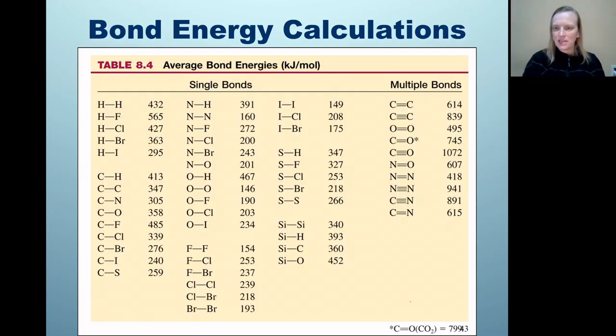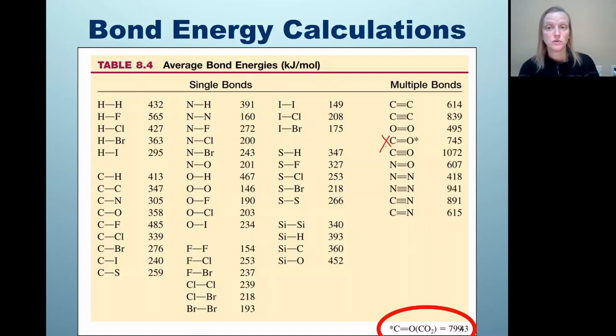Looking at this data table, that bottom right-hand corner gives you the carbon-oxygen double bond energy that you should use for carbon dioxide. Do not use this one here unless it's part of a molecule that isn't carbon dioxide. These are average bond energies, so the specific bond energy does change depending on what particular molecule you're looking at, but on average, bond making and bond breaking requires or releases this much energy.